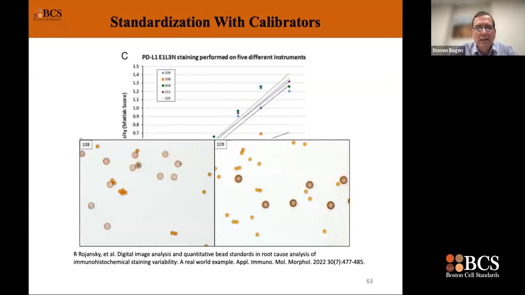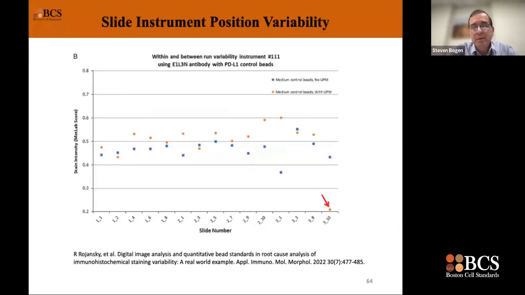The difference between 108 and the others was actually visually apparent on the calibrators. Stained PD-L1 coated microbeads stained on 108 are on the left, and another good instrument, the 109, on the right. The same publication also tested variability from one slide staining position to another, all on the same instrument. They did this by applying a control to each slide as on-slide controls. The red arrow indicates a problem at position 3-10. It was an intermittent glitch. The problem did not repeat on the subsequent staining run.